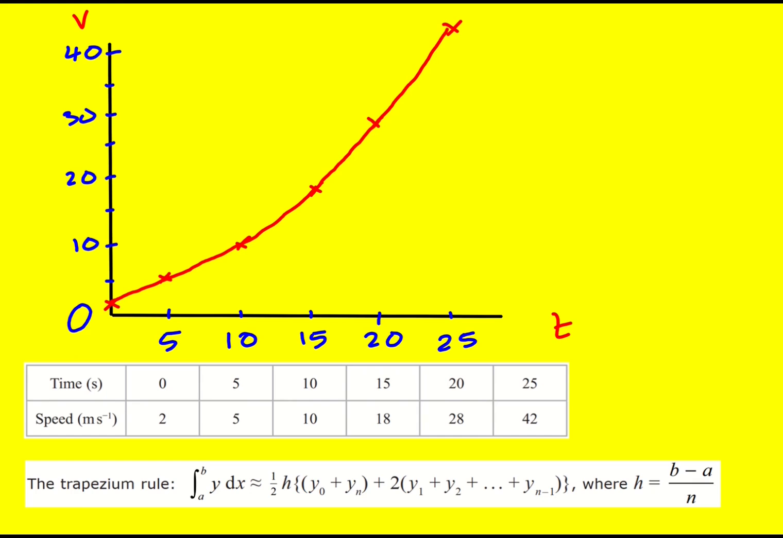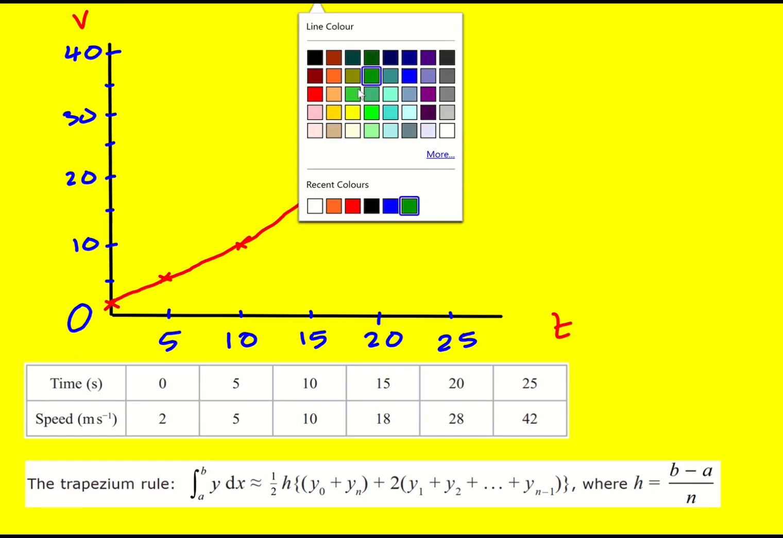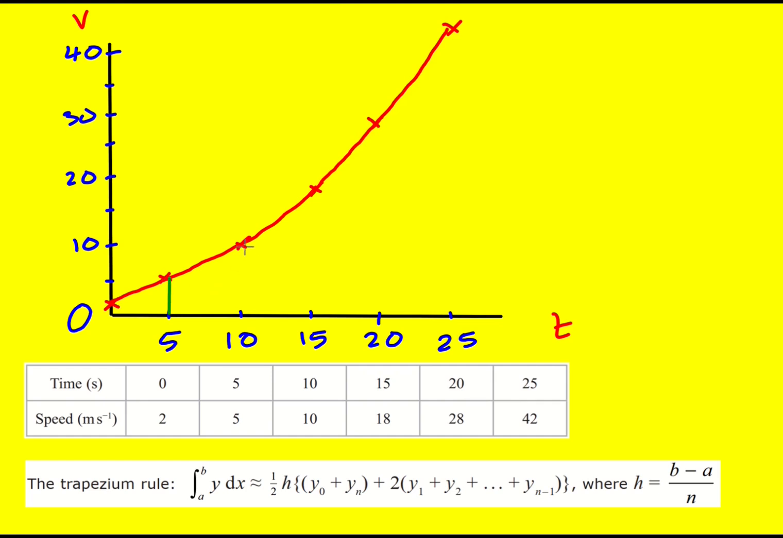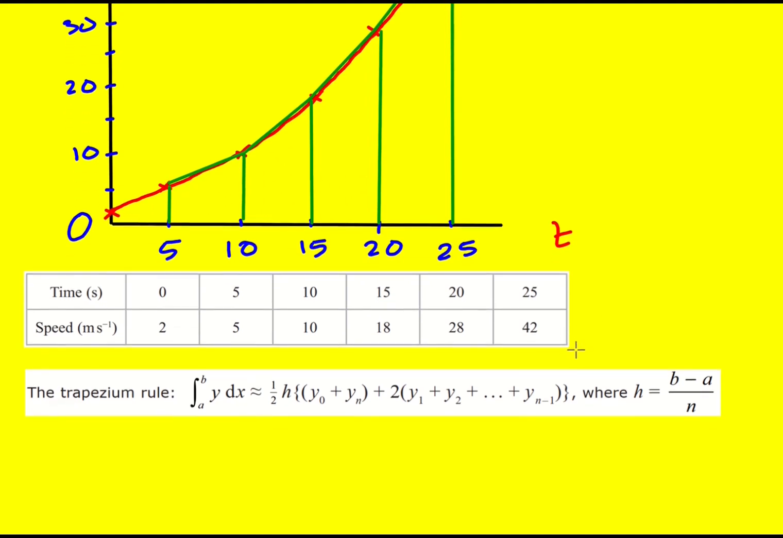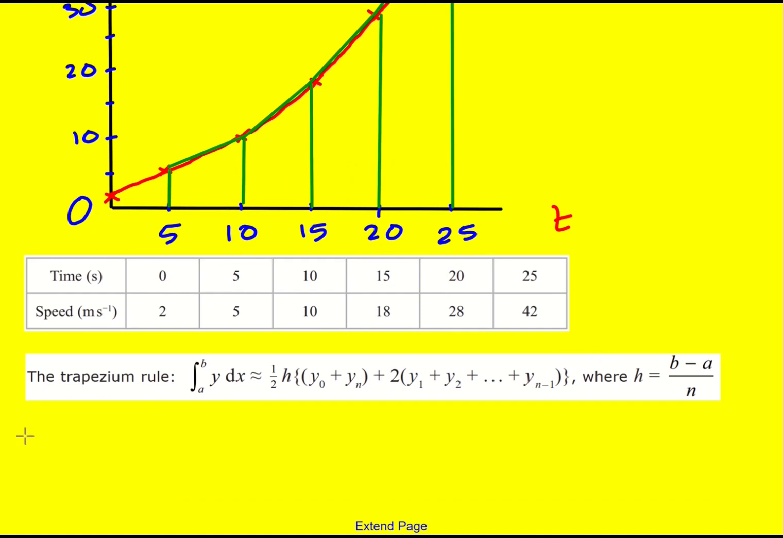We estimate using trapezia. So I just draw lines going up. And instead of the smooth curve, we've got these straight lines like this. So I've got 1, 2, 3, 4, 5 trapezia. And therefore, I'm going to write down, I am doing an integral under a function. I just don't know what the function is. I'm doing it between 0 and 25.